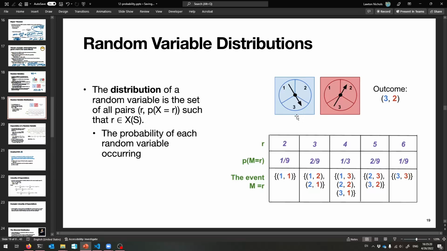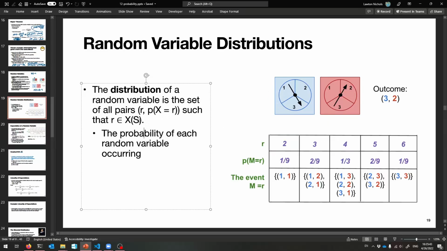So first we need to talk about distributions of random variables. The distribution of a random variable is how often each outcome, each value of that random variable, occurs. So it's the set of pairs: r, that's a number that the random variable can generate, and then the probability that you ended up getting that outcome. For example, the probability that your spinners added up to 5.